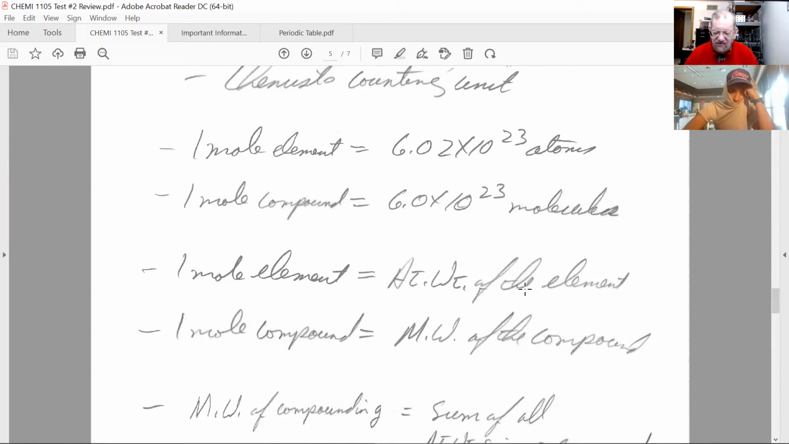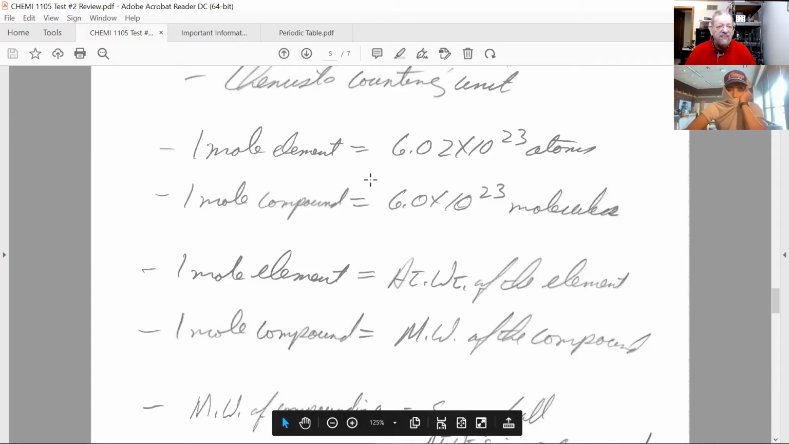Don't forget test number 2. Under your name, it'll say, please use proper significant figures for all calculations. It will also say, please use 3 significant figures for all atomic weights. If you don't, I'll take off a point. And finally, 1 mole of a compound equals the molecular weight of that compound.